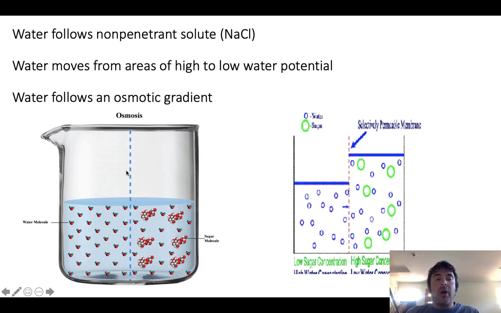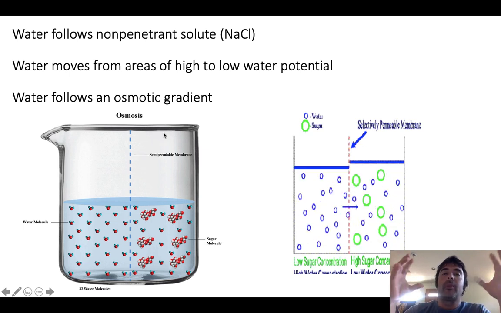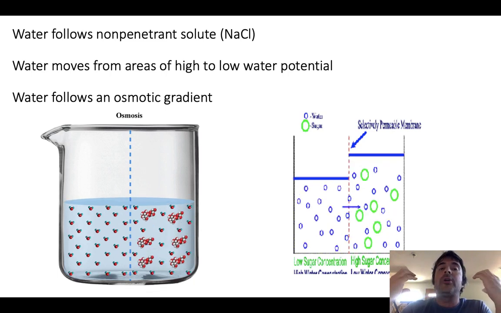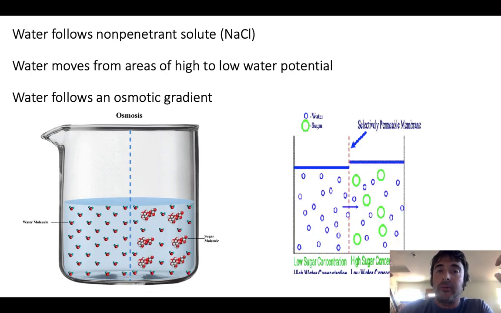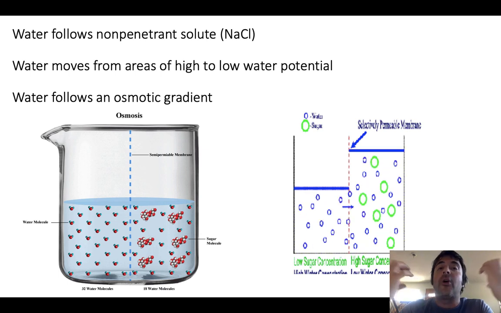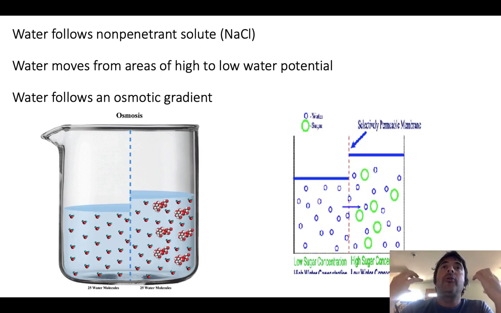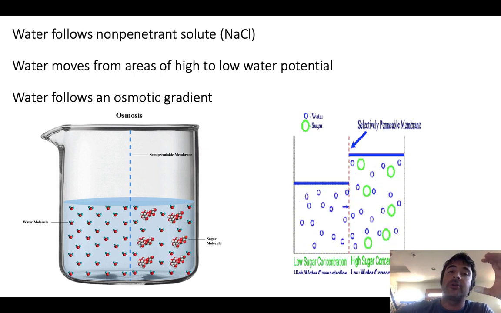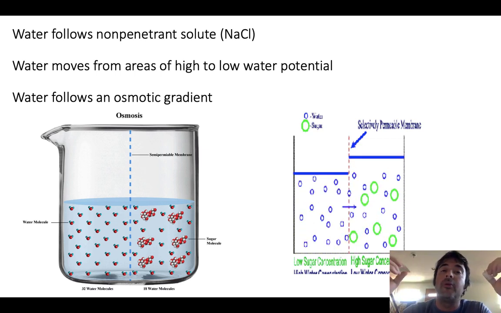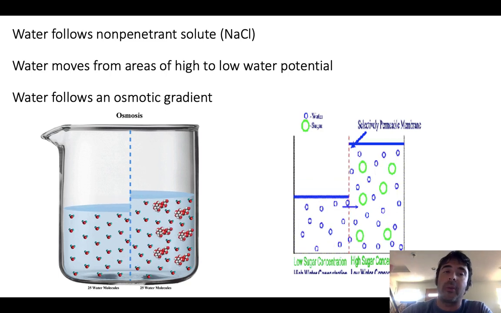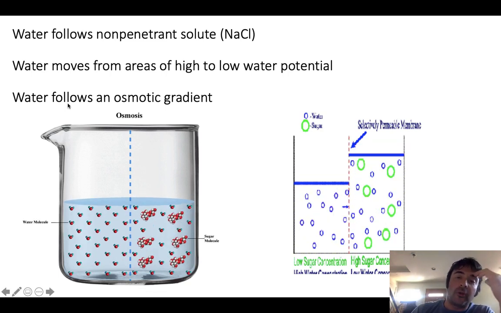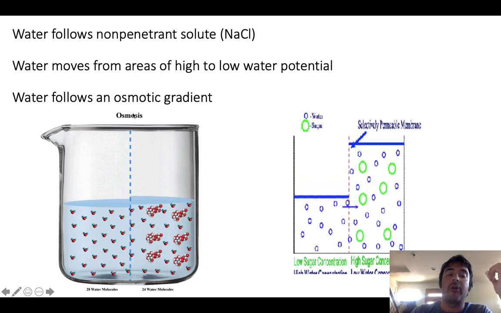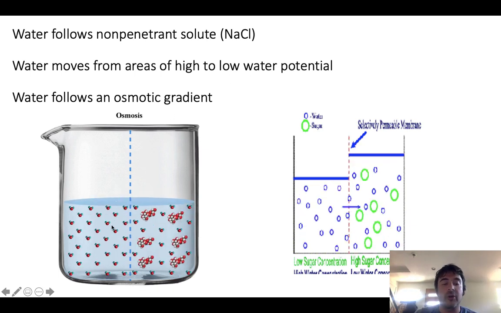Now, when you think about the movement of water, you can think water follows salt and sugar, or water always follows non-penetrant solute. Water follows non-penetrant solute. In other words, where there are higher concentrations of non-penetrant solute, water will move that way if it's allowed to move across a membrane. So water moves from areas of high water potential to low water potential, and it follows what's called an osmotic gradient.